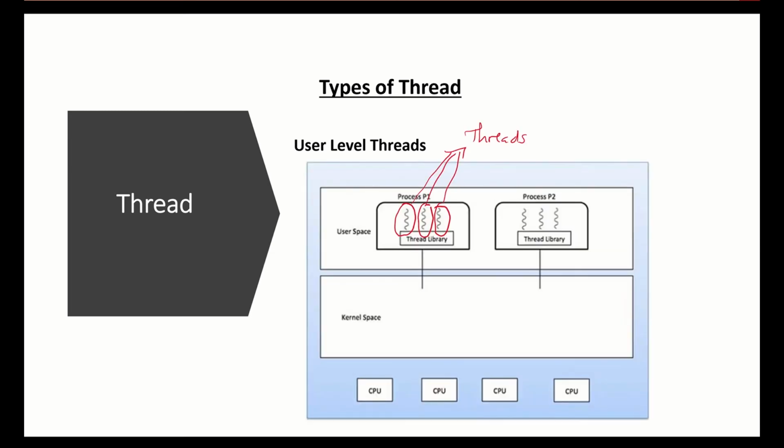Here we have an example where these are the threads. This is thread 1, thread 2, thread 3, which have been created by the process P1. So what the kernel will know is only this P1. But what is happening inside P1 is known by the application, the process P1 only. So the kernel will not know what is happening in P1.